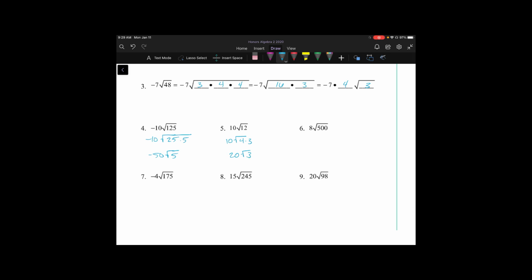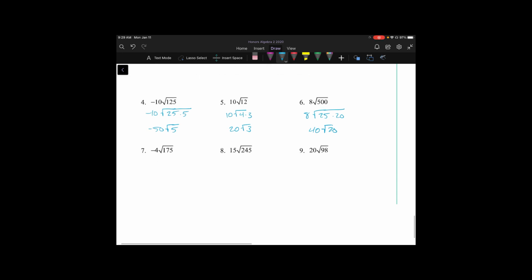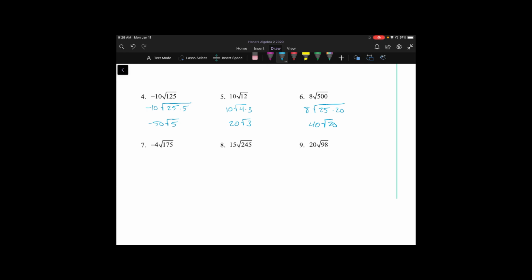500, ooh, this one's a big one. 500, let's see, we have 8 and then 25 times 20, right? So then we'll get 40 roots of 20, right? The next one, 175, goodness, negative 4, we have 25 times 7. The 25 comes out as a 5, and 5 times negative 4 is going to be a negative 20, and we'll keep the 7 in the house.